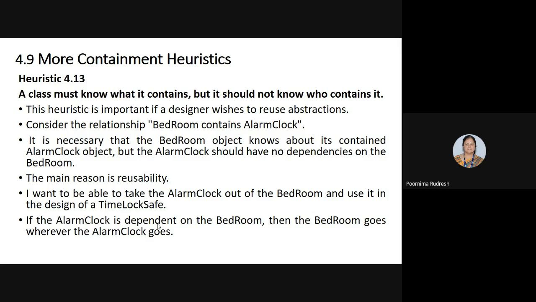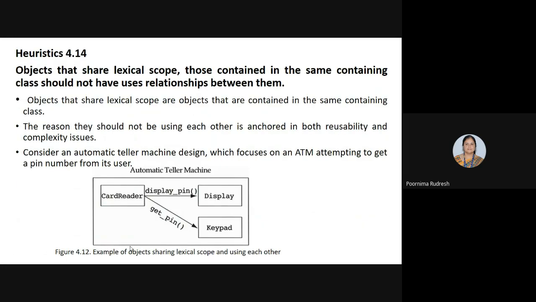Hence, a class must know what it contains, but it should not know who contains it. If it knows, then this problem arises. That is, if the alarm clock depends on the bedroom, then the bedroom goes wherever the alarm clock goes. Hence the alarm clock should not depend on the bedroom. So this is for heuristic 4.13.